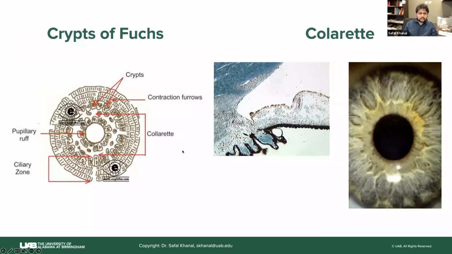A couple more landmarks to remember: crypts of Fuchs. These are a series of openings located on either side of the collaret, and this allows the stroma, and also to some extent the deeper iris tissues, to connect with the aqueous humor. And we talked about the collaret, which is the thickest part of the iris, and it separates the iris into two different zones. It separates the pupil section of the iris from the rest of the iris.